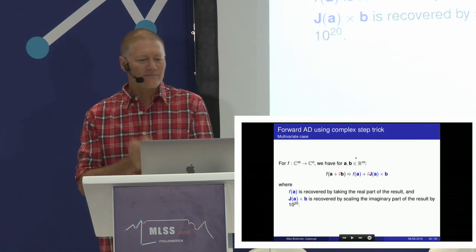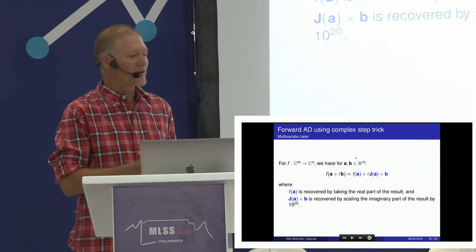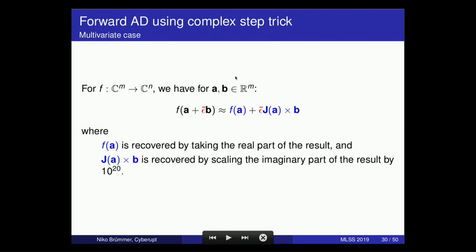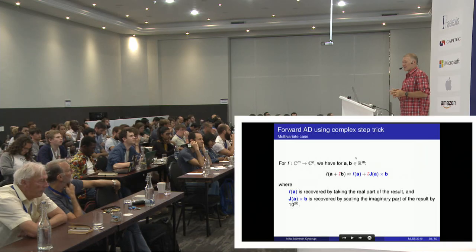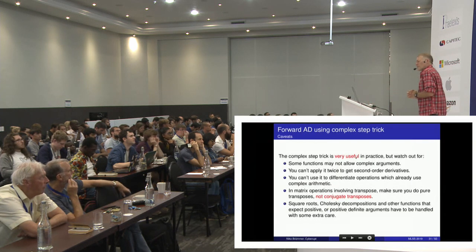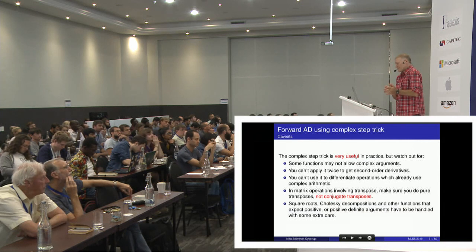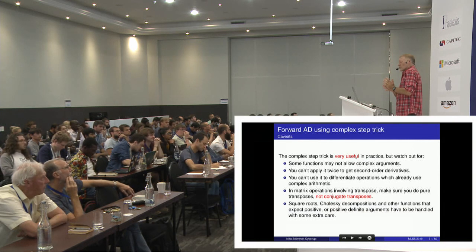Just like the dual numbers, it works for multivariate functions as well. And you just recover the product of the Jacobian with some vector by taking the imaginary part and rescaling it. So the complex step trick is very useful in practice. I use it all the time. But there are a few things to watch out for.